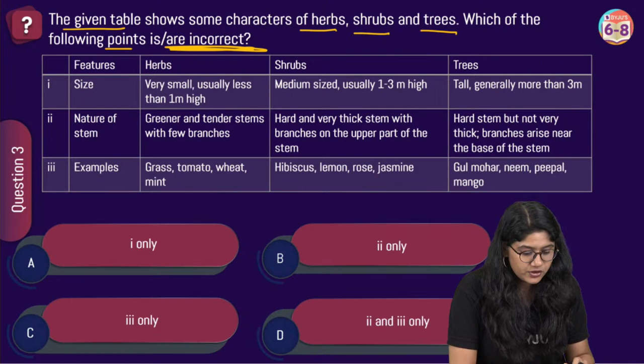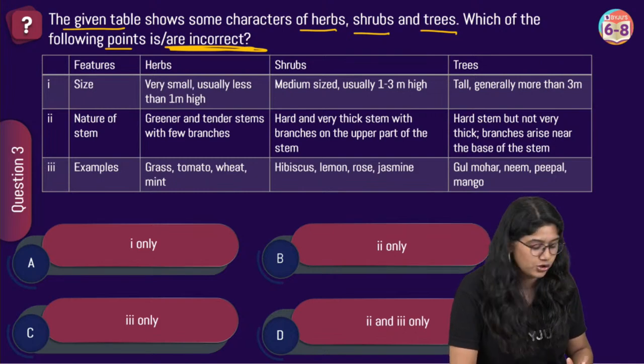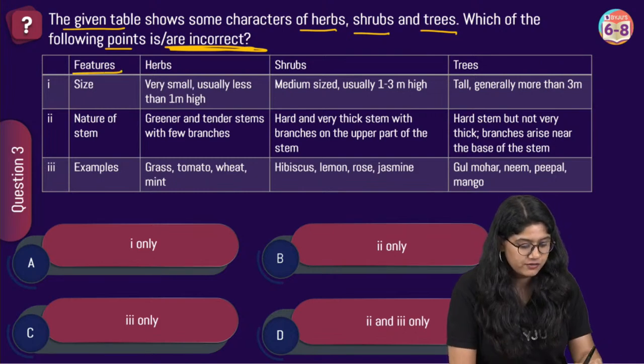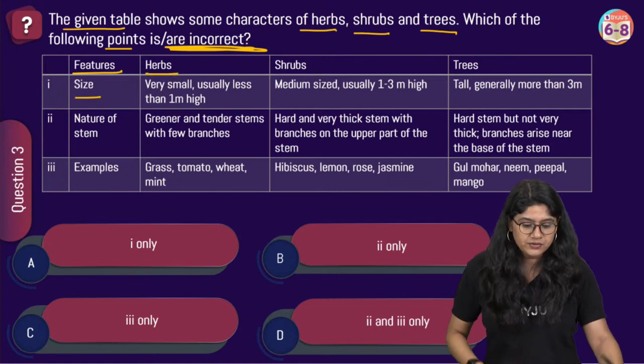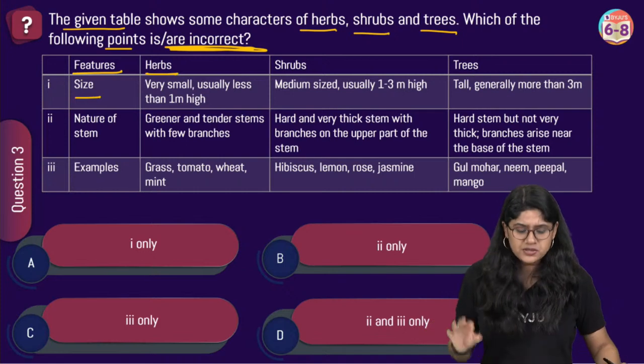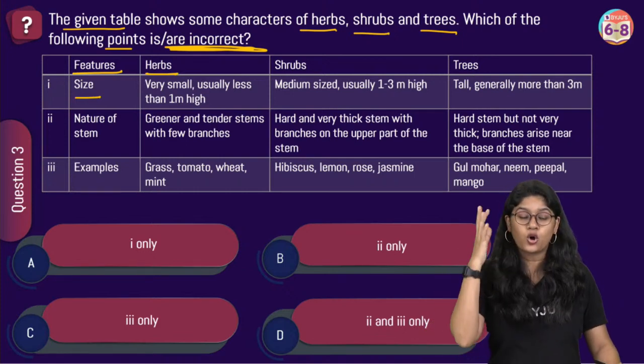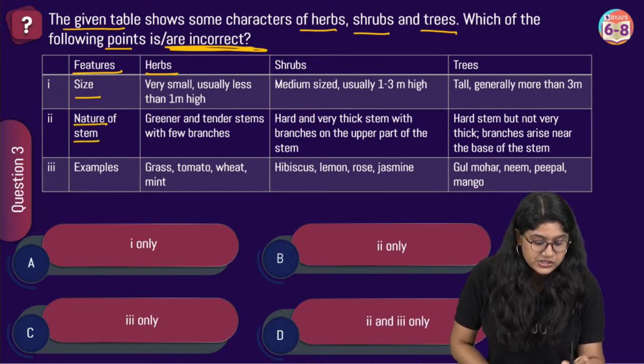Okay. So here we have features. First we are talking about the size. Herbs are usually very small, right? Less height they have. Shrubs, medium size. Trees, tall.